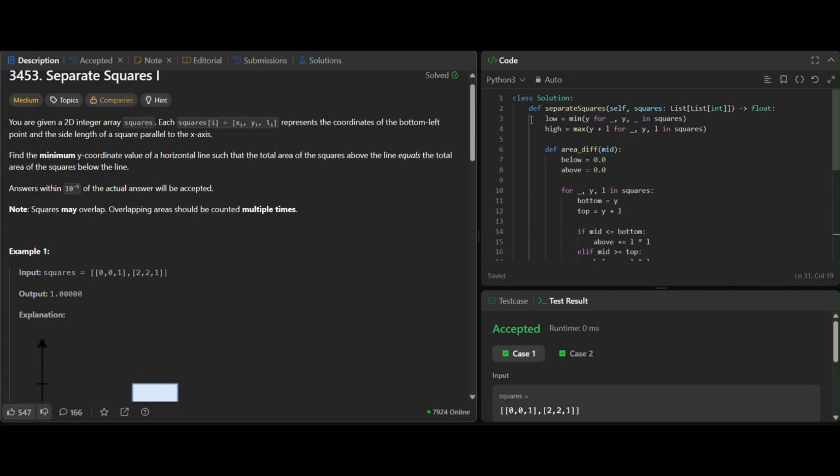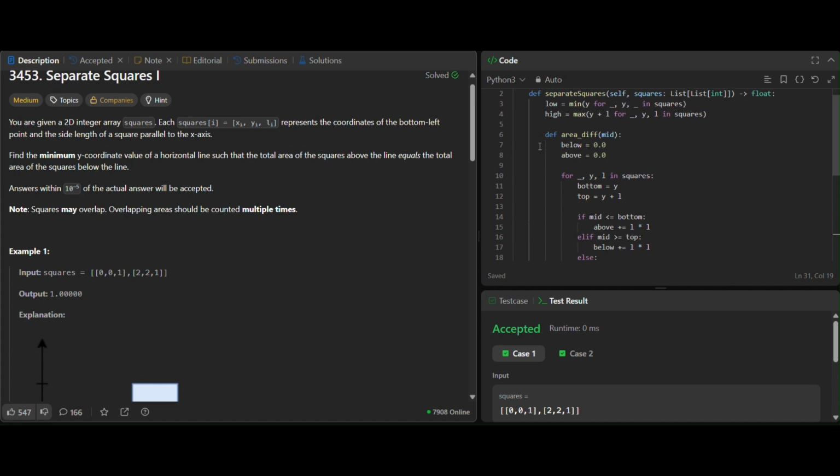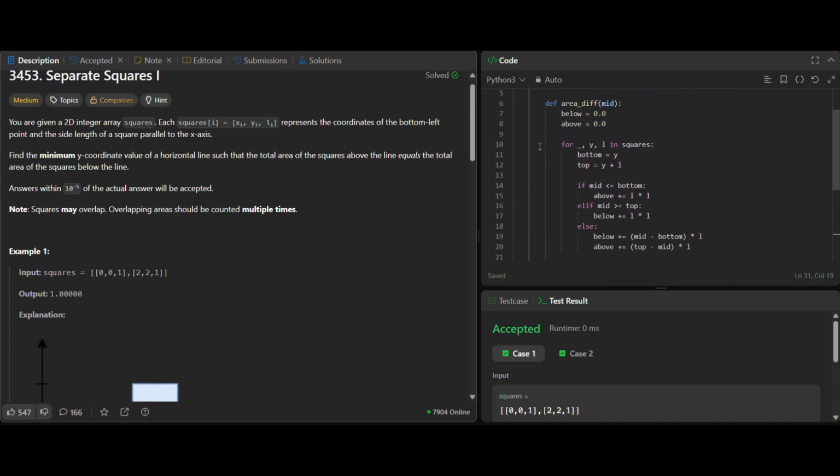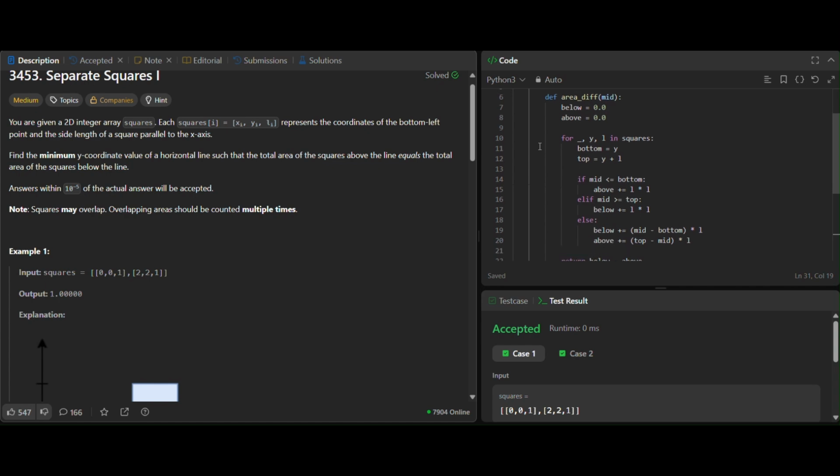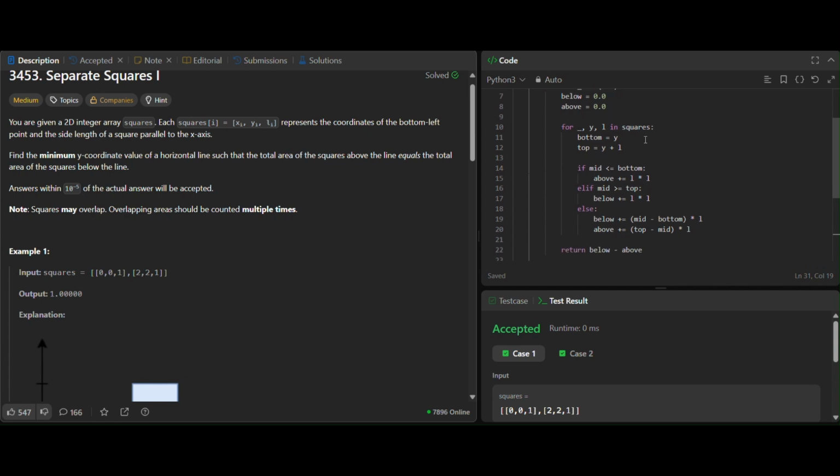We define a class called Solution. Inside it, we define a function named separateSquares, which takes a list of squares as input. First, we determine the vertical search range. We set low to the minimum y-coordinate among all squares, and high to the maximum value of y plus the side length. Next, we define a helper function called areaDifference, which takes a horizontal line y equals mid. Inside this function, we initialize 2 variables, below and above, both starting at 0. We then iterate through each square.